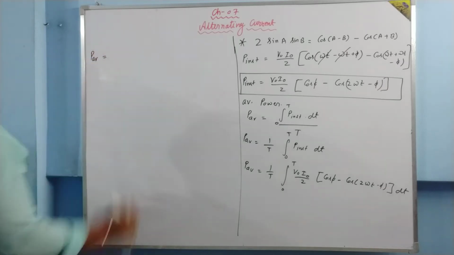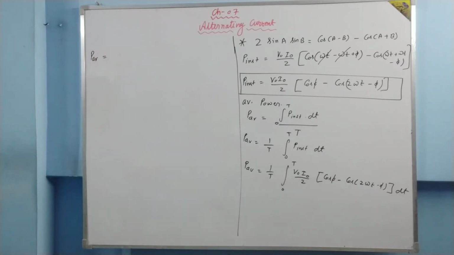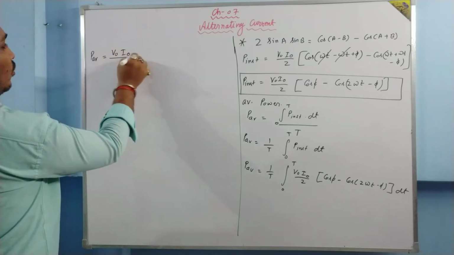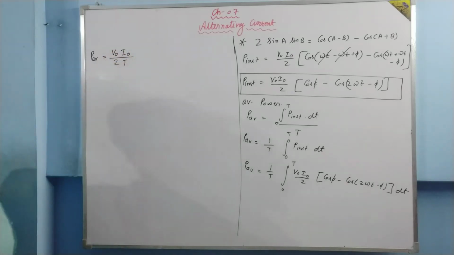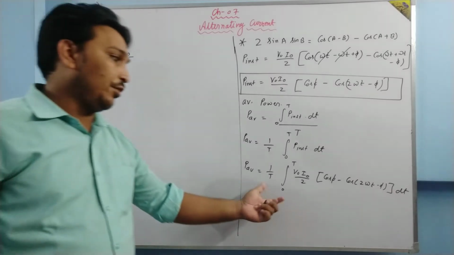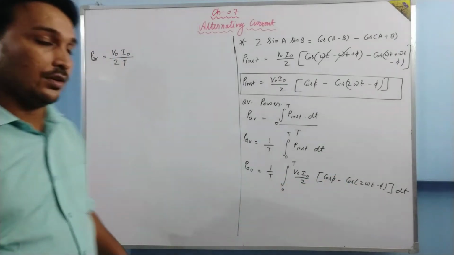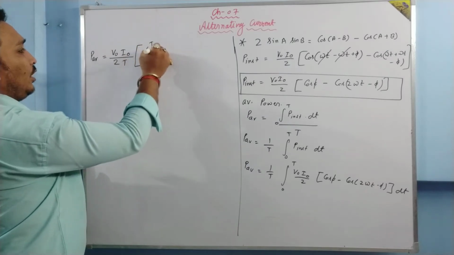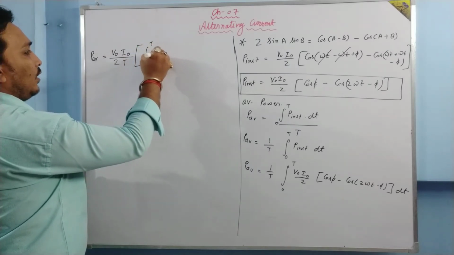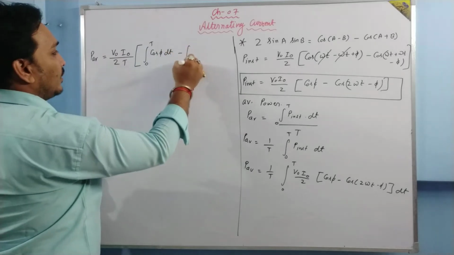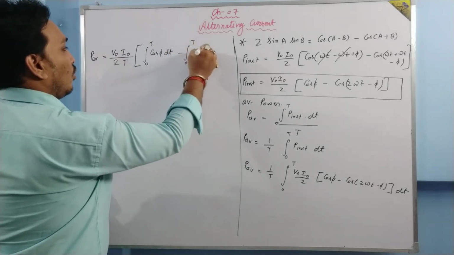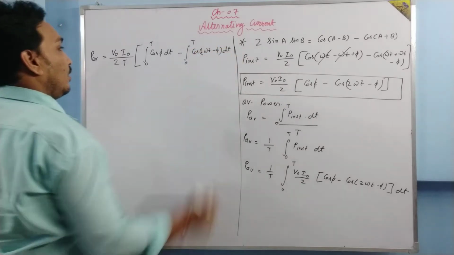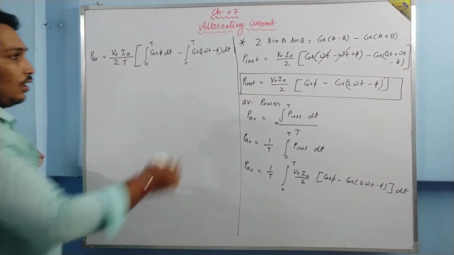So P average is equal to what? 1 by T, V naught I naught will not be integrated, 2 by T. Now I am going to distribute this integration over these two functions. I am going to have integration 0 to T cos phi dt minus integration 0 to T cos(2 omega t minus phi) into dt.